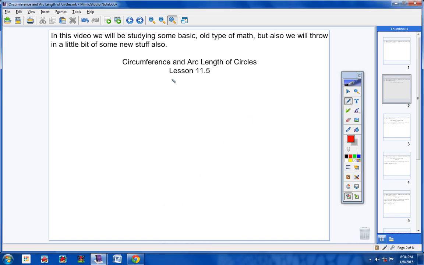Okay, here we go. Be sure to include today's date, students, with your notes. The heading again is Circumference and Arc Length of Circles, Lesson 11.5. Be sure to include today's date.